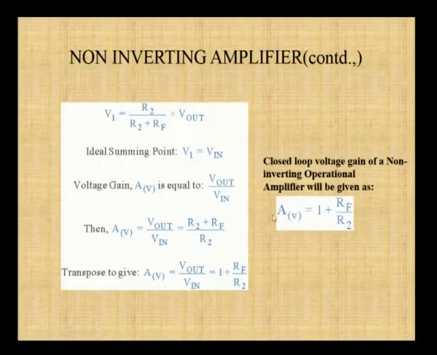And how will we derive it from the non-inverting amplifier circuit? If we see the formula, it is 1 plus Rf by R2. What is voltage gain? It is Vout by Vin.